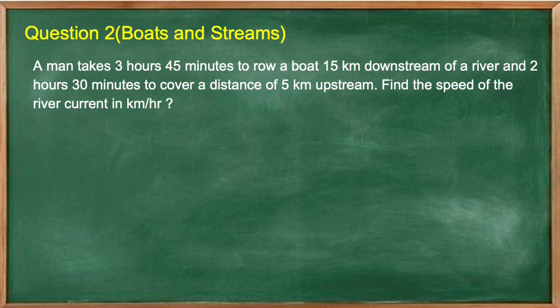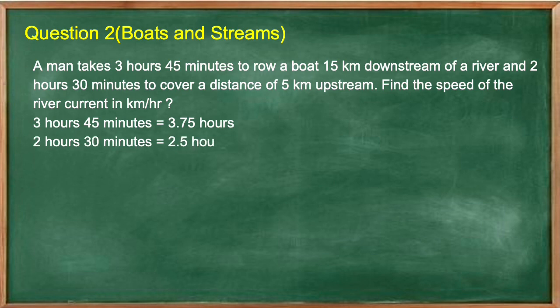We know the formula for rate of current, which is (rate of downstream plus rate of upstream) divided by 2. So we need to calculate the rate of downstream and rate of upstream first. Let's convert the hour and minutes into hour to make our calculation easy. So 3 hours 45 minutes is equal to 3.75 hours and 2 hours 30 minutes is equal to 2.5 hours.